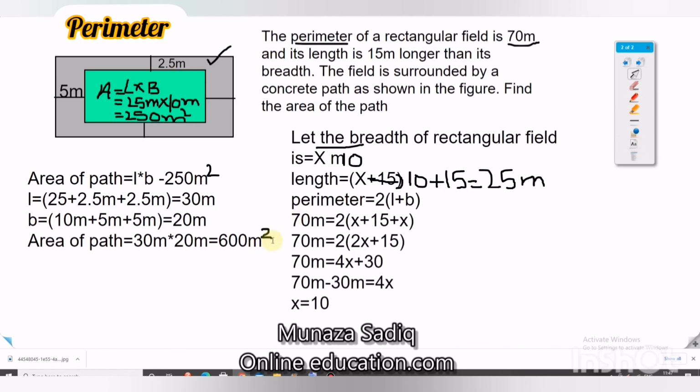And the area for this one is equal to 600 square meter minus 250 square meter, and our answer is 350 square meter.